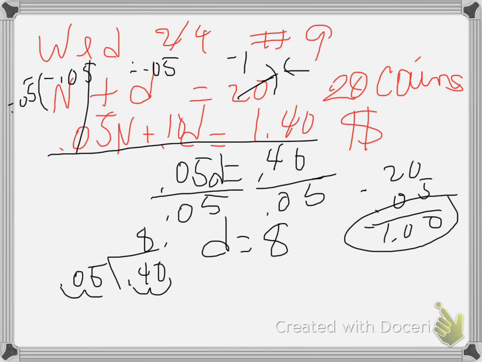Dimes are 8. What does the question ask again? How many nickels or how many dimes? Okay. So if you know there are 20 coins, so we know the nickels must be what? Isn't it 12? Okay. Because 8 and 12 will give you 20. So I hope this helps you.